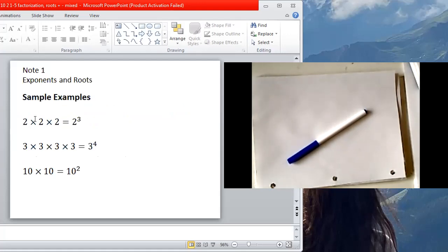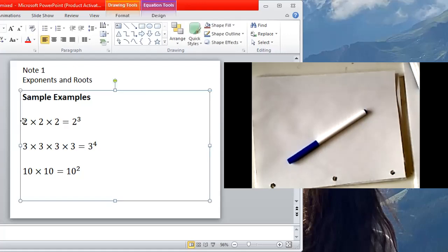On the left, you can see you have 1, 2 2s, 3 2s. So how many 2s are multiplied together? 3 2s are multiplied together. Right? 3 2s there. And the next example down, how many 3s are multiplied together? There are 4 3s. So 4 goes upstairs like that. How many 10s? 2 10s.